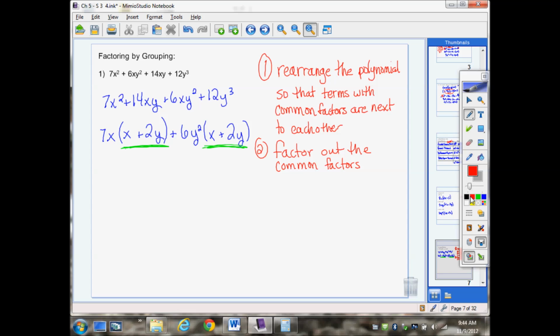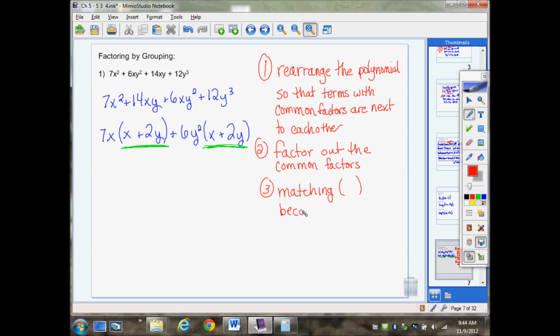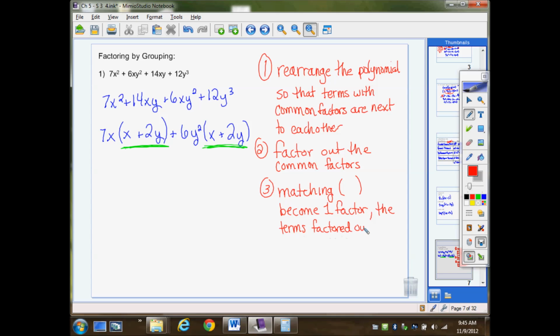So, okay, I have these matching parentheses. That's one of my factors. Essentially what I'm doing is factoring out that matching parenthesis. So I just take what's in the parenthesis and I write it down once. And then what goes in the second parenthesis is the stuff I factored out. So 7x plus 6y squared.